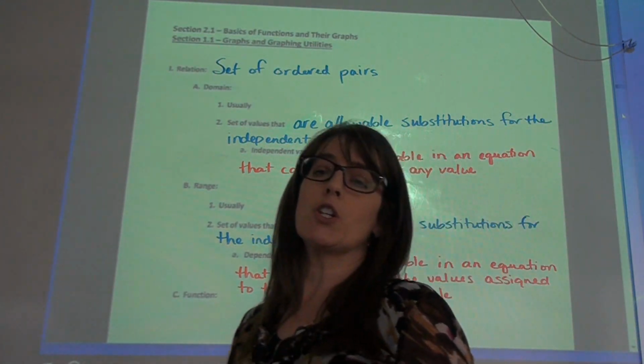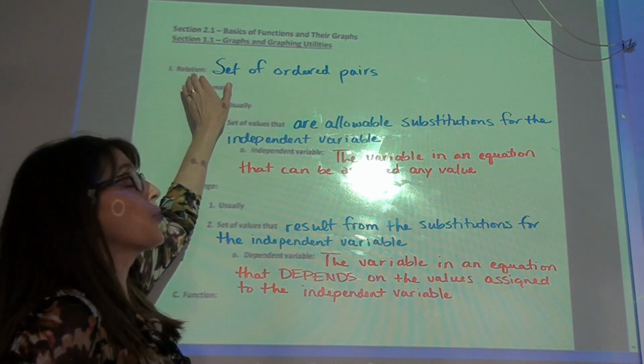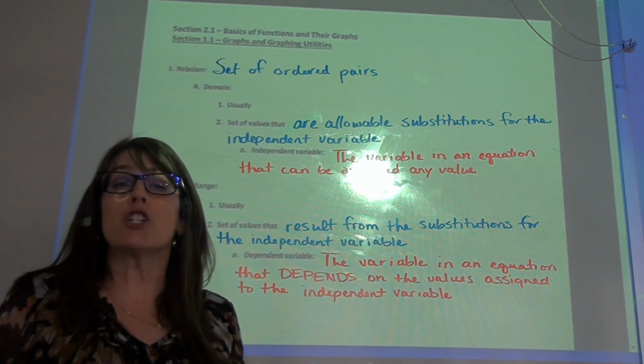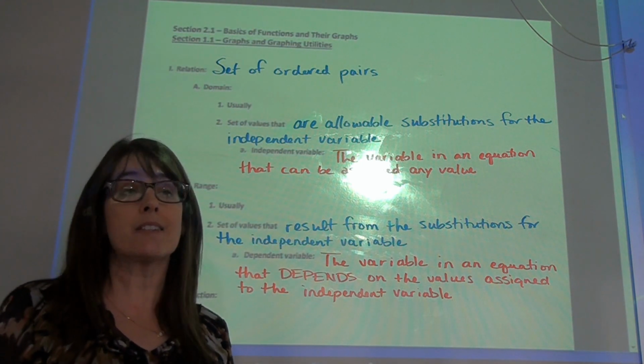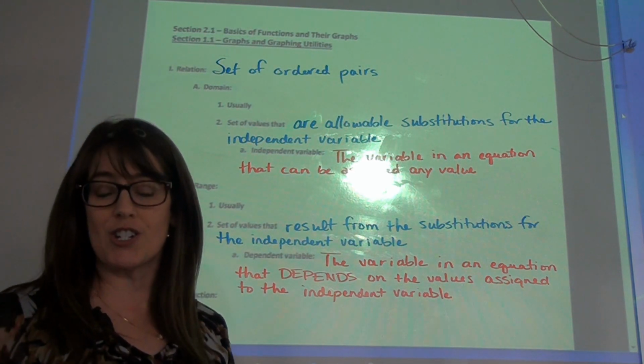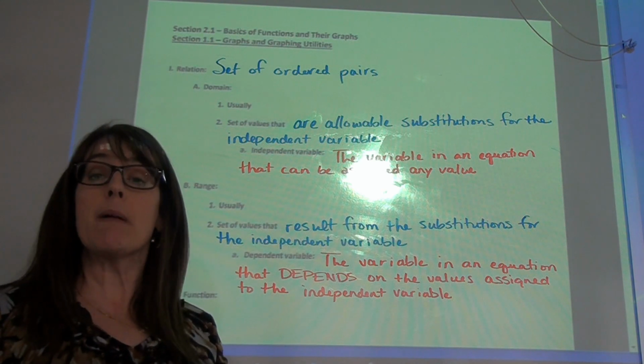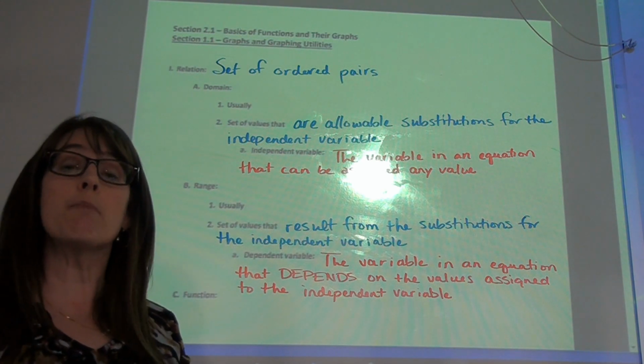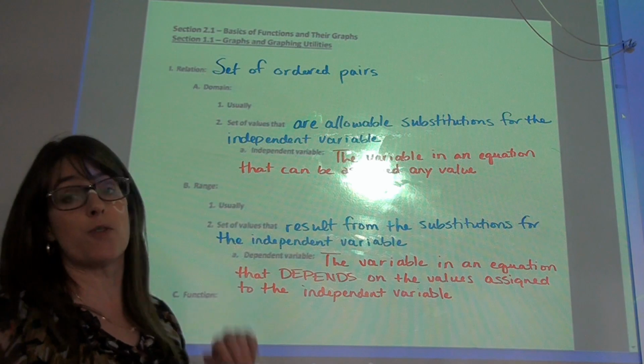So the first thing that we need to look at in these two sections is the idea of a relation, and what a relation is. Now, I'm not talking about relations like aunts, uncles, and brothers and sisters. I'm not talking about relationships like boyfriend-girlfriend relationships. I'm talking about mathematical relationships. And mathematical relations are simply sets of ordered pairs.